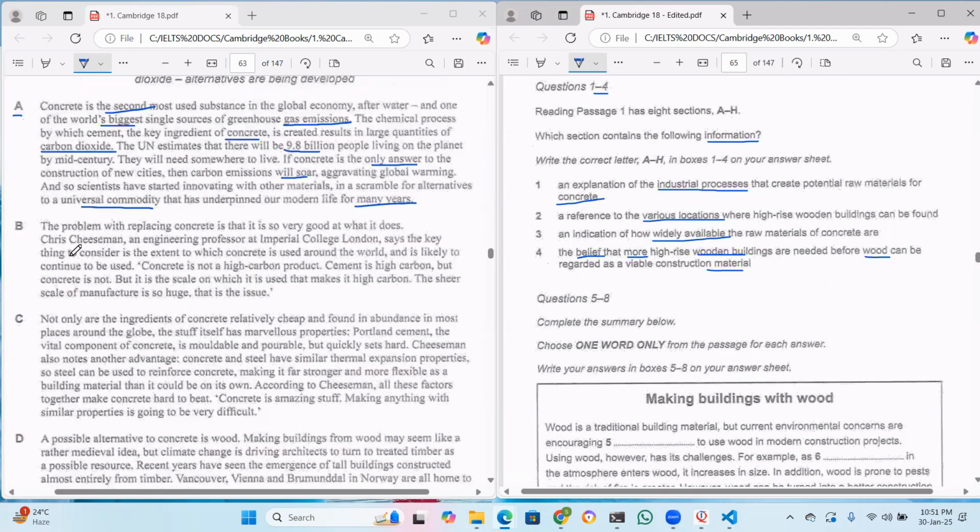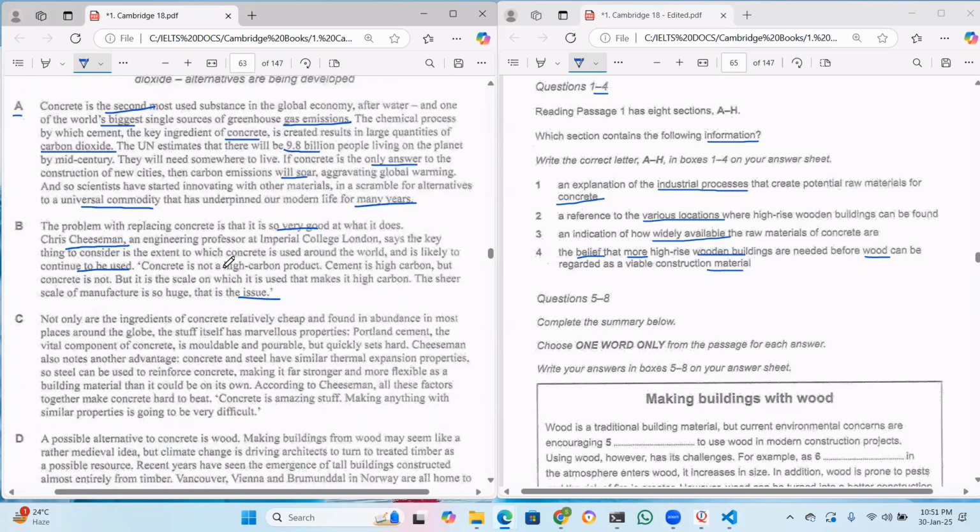The problem with replacing concrete is that it is so very good at what it does. Chris Cheeseman, an engineering professor at Imperial College London, says the key thing to consider is the extent to which concrete is used around the world and is likely to continue to be used. Concrete is not a high carbon product. Cement is high carbon, but concrete is not. But it is the scale on which it is used that makes it high carbon. The sheer scale of manufacture is so huge that it is the issue.